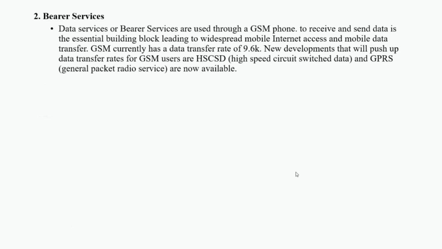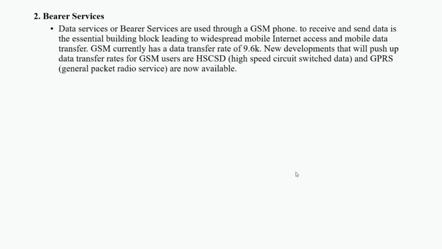The next type of GSM PLMN service is the bearer service, also known as the data service. Bearer service or data service provides the capability to transmit information between user network interfaces or access points. Traditional bearer services include a variety of circuit-switched access to the telephone network and packet-switching public networks. Receiving and sending data is the essential building block, leading to widespread mobile internet access and mobile data transfer.